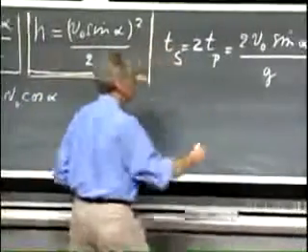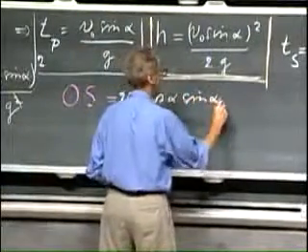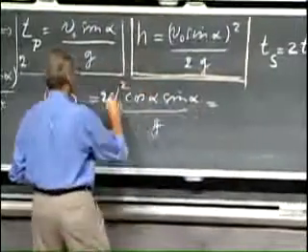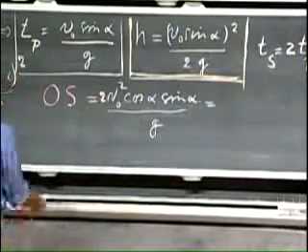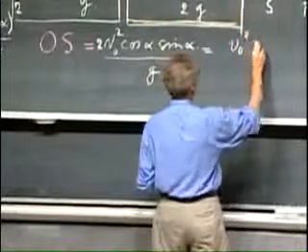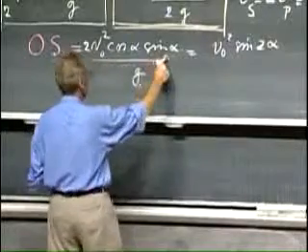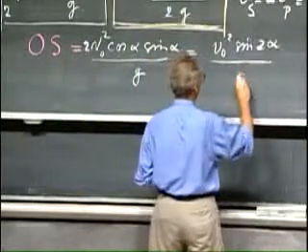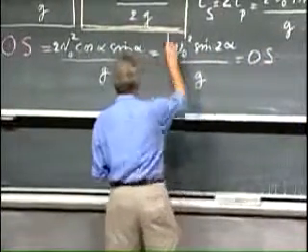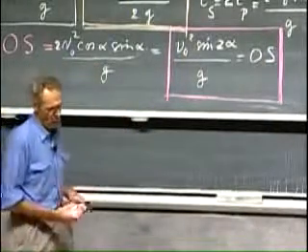That is 2v0 sine alpha. So I get a 2 here. I get a sine alpha. And I get a g here. And I have another v0 there. And so the answer is v0 squared times the sine of the double angle. Remember, 2 cosine alpha sine alpha is the sine of 2 alpha, divided by g. And this is OS. And I'm going to need this a lot. This reminds me not to remove it.